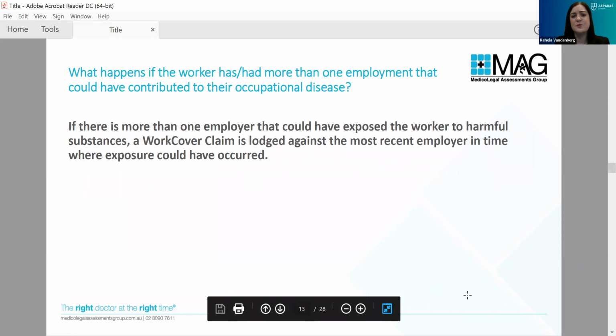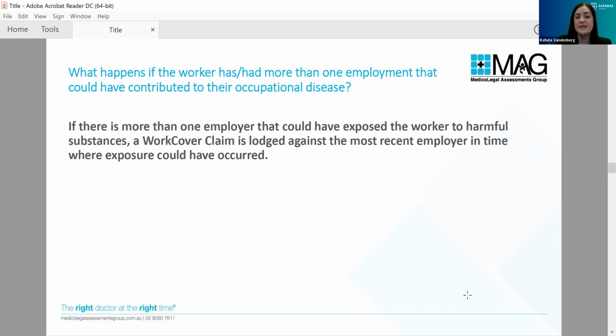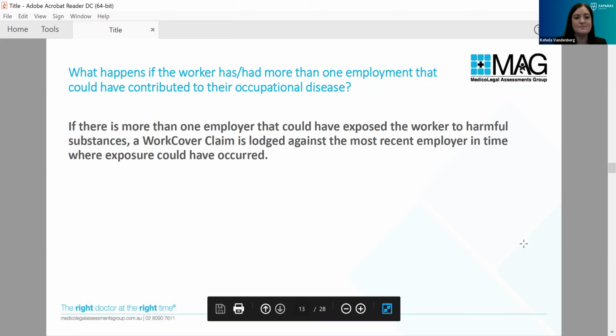So what happens though if the worker had more than one employment that could have contributed? In Victoria, you lodge against the most recent employer in time for when the exposure may have occurred. So again, using that silicosis example, when I said at the start that a lot of workers work with numerous employers over their period of employment, you're generally lodged against the most recent one in time. If they only worked there for 1 day, I can see potentially the WorkCover insurer would probably reject that. So you do really need to consider the circumstances. You might want to put one against that employer, and then if that's rejected, put one against the earlier employer, or the second most recent one.